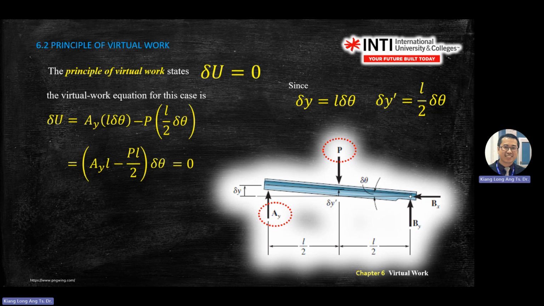Because you are using the principle of virtual work equals 0, you just put in 0. Now this is a linear equation, and we factorize. If the two components multiply to equal 0, either one of these must be 0. You know that delta theta, when you move this one, cannot be 0. So this one cannot be 0, meaning this one must be 0. In mathematical terms, when this one is 0, AYL must equal PL divided by 2.